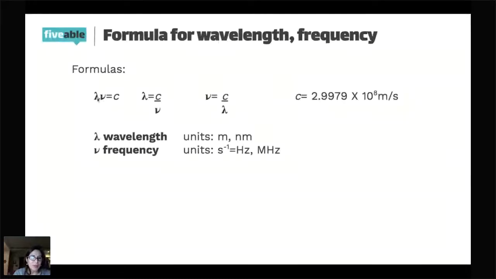And we can do this formula in which the multiplication of wavelength and frequency equals c, which is the speed of light. We have it right here. So with this, we can solve either for wavelength or for frequency. Common units of wavelength are meters or nanometers. Common units of frequency are seconds to the power of negative 1, which is the same as hertz, and megahertz are also common units here.